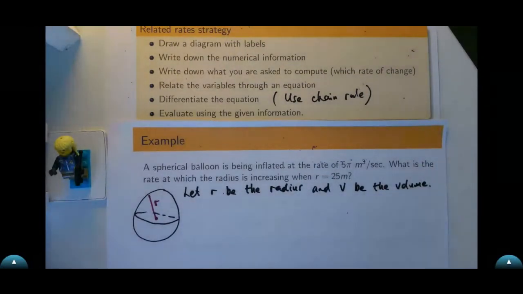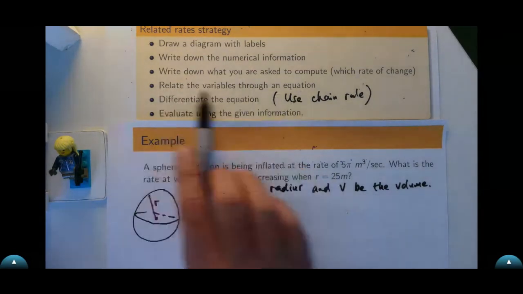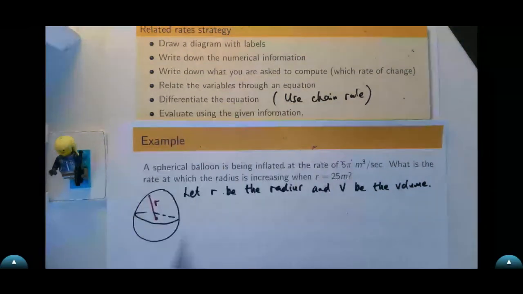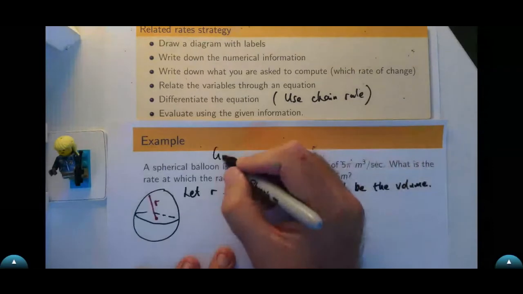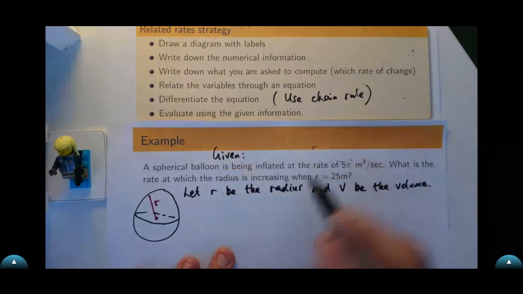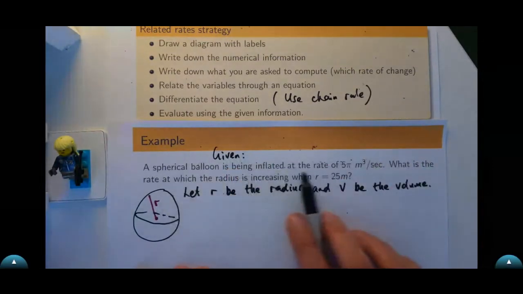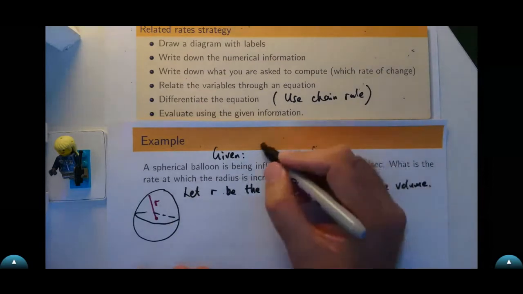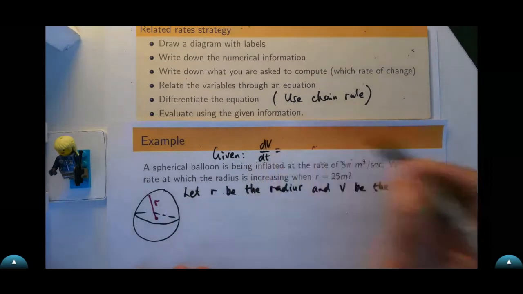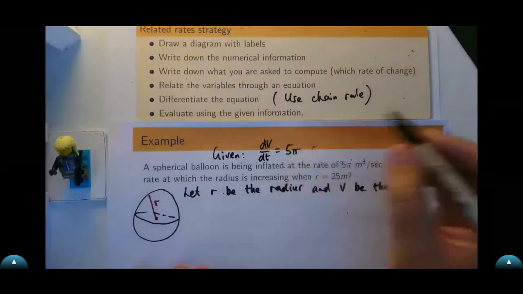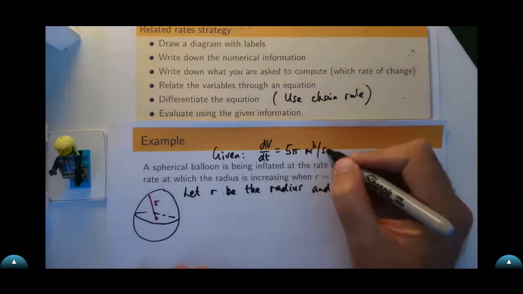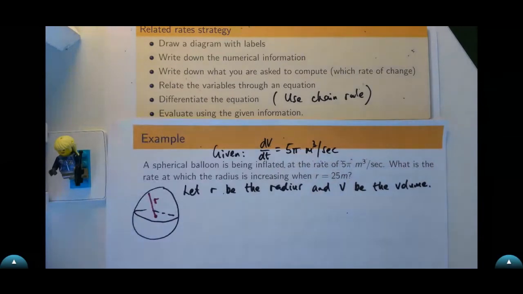And I'm going to let V be the volume. Now I know that there is a connection between the volume of a sphere and its radius. This is what we're going to do in step 4 when we relate the variables through an equation. So we're given that the spherical balloon is being inflated at this rate. So we know that dV/dt is 5 pi cubic meters per second.